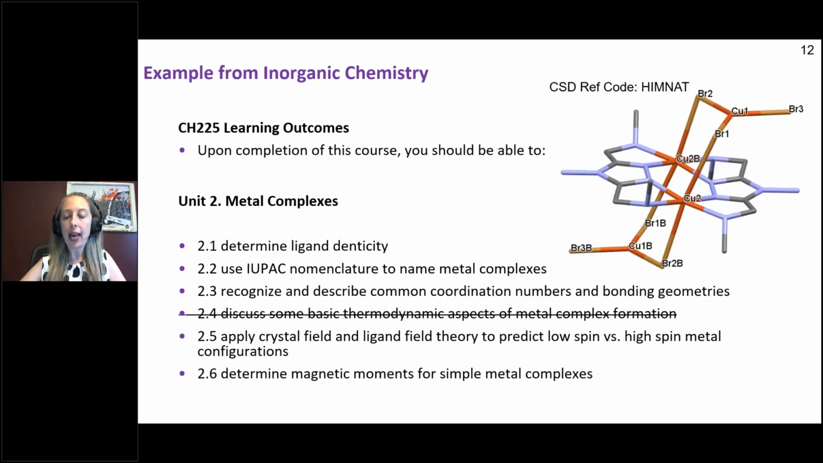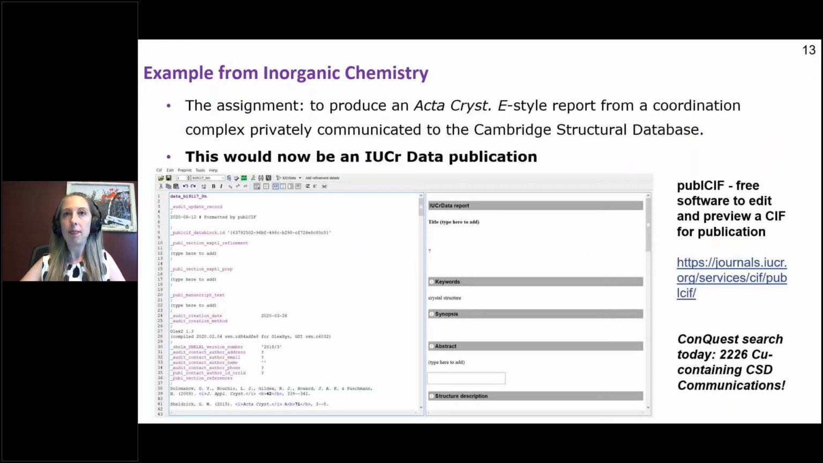And so the idea was that each of the students was provided with their own crystal information file from an unpublished structure, so they wouldn't be able to go to the literature to get all the answers. And then they actually engaged in preparing their own Acta Crystallographica style report. So now this would be an IUCr data publication.